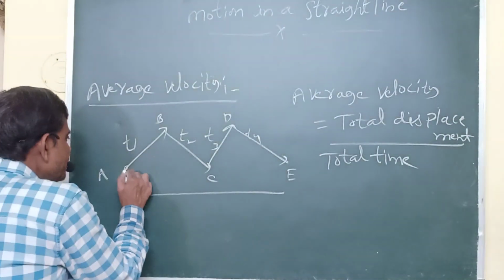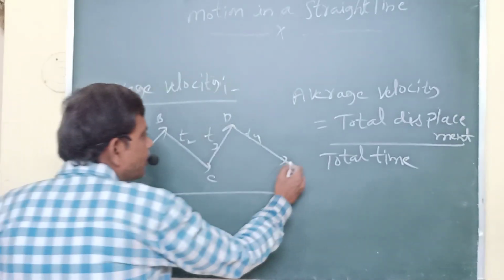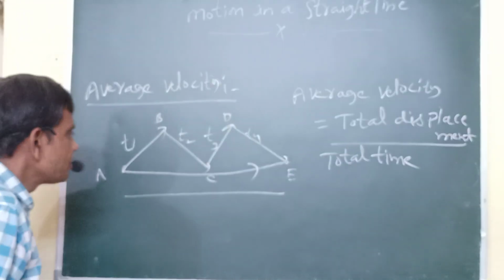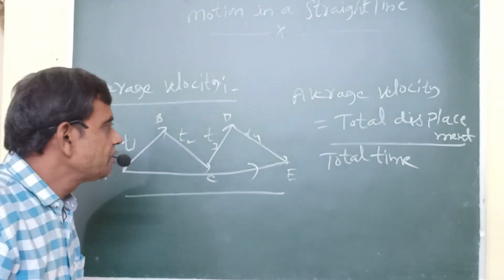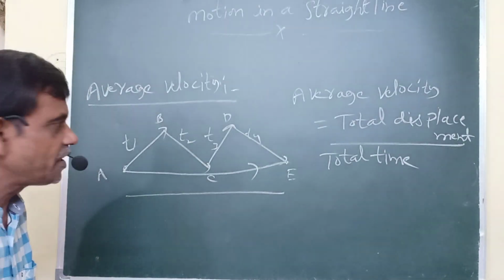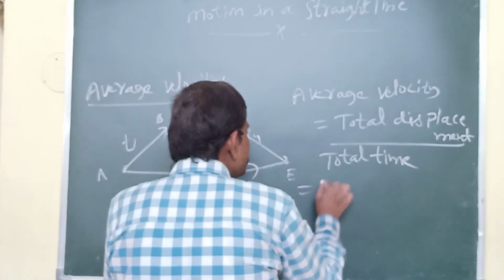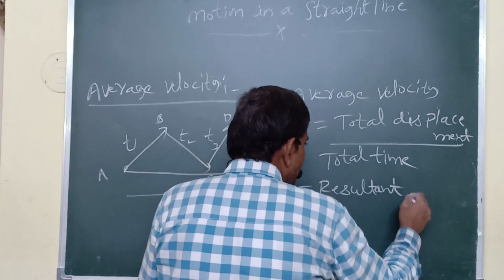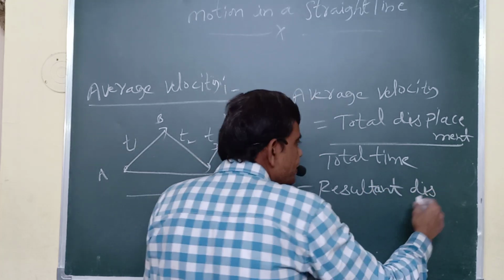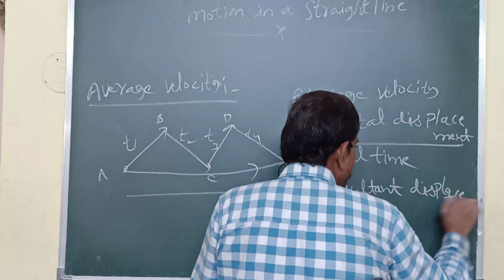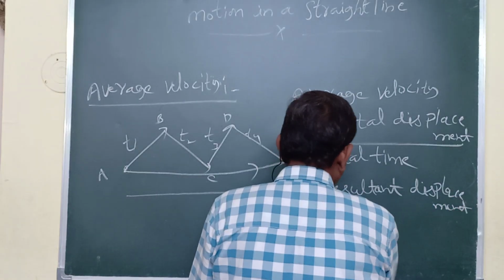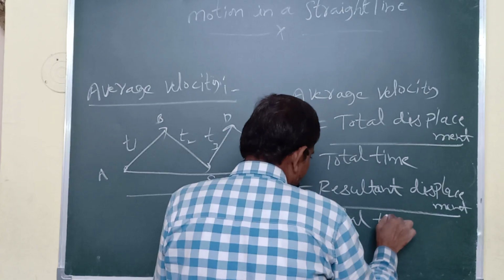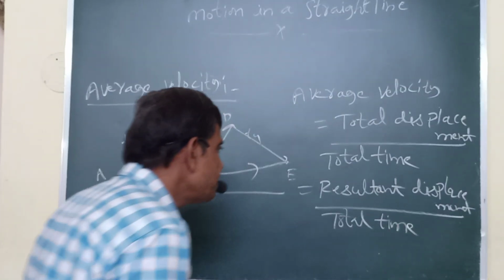So what is the initial position? A. What is the final position? E. I am joining A and E. So that is my net displacement, the total displacement. That is also called the resultant displacement. Resultant displacement by total time is called average velocity.